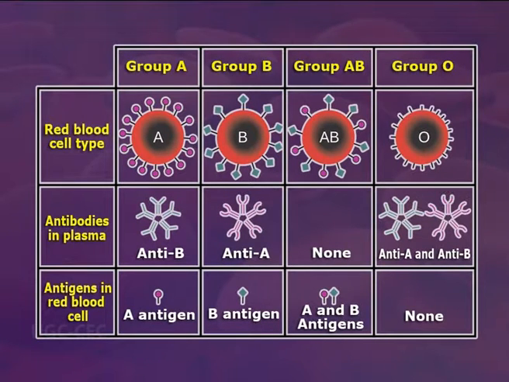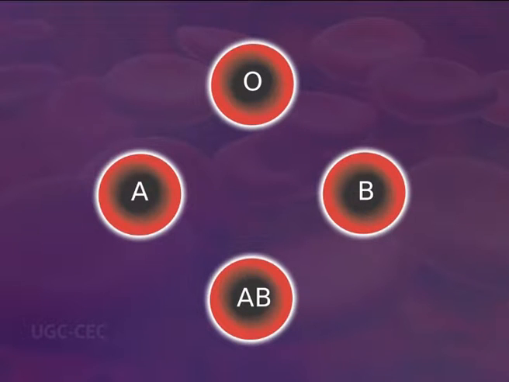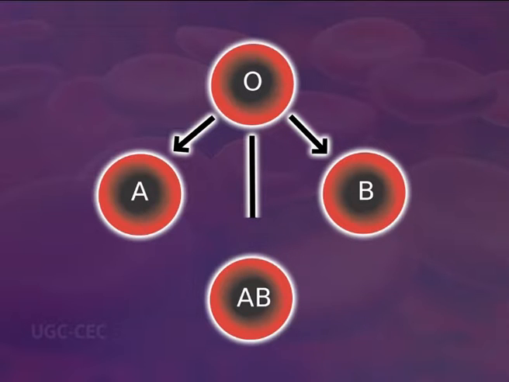Blood group O individuals do not have either A or B antigens on the surface of their RBCs, and their blood serum contains IgM anti-A and anti-B antibodies against the A and B blood group antigens. Therefore, a group O individual can receive blood only from a group O individual, but can donate blood to individuals of any ABO blood group, that is A, B, O and AB.